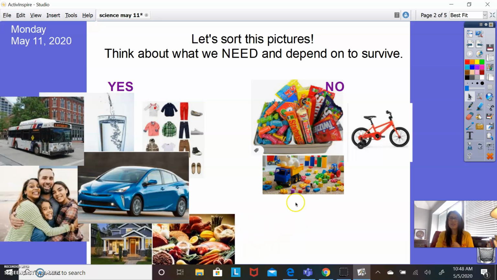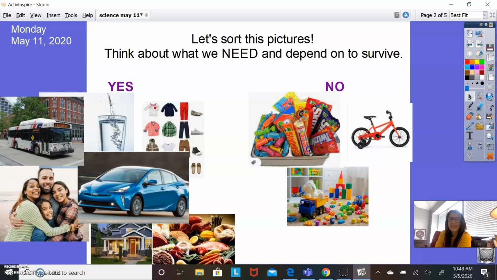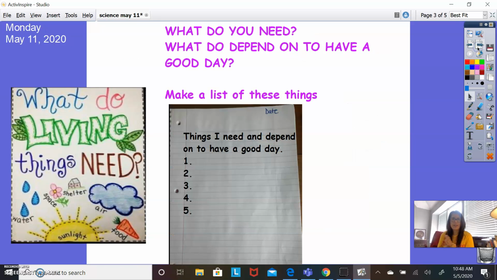So we've sorted these things. There's nothing wrong with these, but we're just talking about what we need and depend on to survive. So we said some form of transportation, water, food, a shelter, some place to live, clothes, and of course our family. So now that we've talked about what we need and depend on to survive, and we've talked about living and non-living things and what they need, let's move on to the next slide.